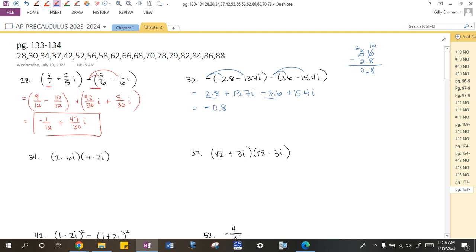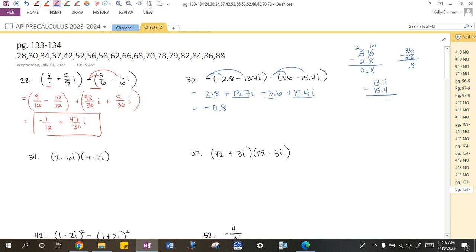If you don't like that, you can also do 36 minus 28. Figure that out. And then remember to put in the decimal points. Okay. 13.7 and 15.4.